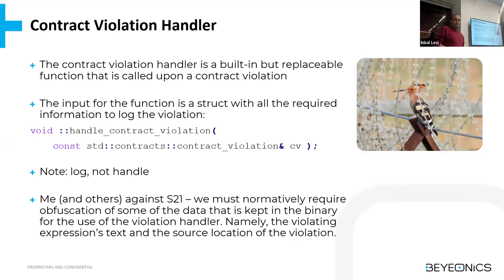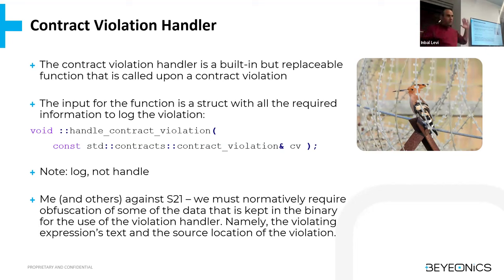Now, if you violate the contract, even the precondition, postcondition, or contract assert, something must happen. So what is happening? The handle contract violation function is going to be called by the language, by the compiler. The compiler will construct something called a contract violation object, a standard contract violation object, with all the data that you need to log, to write, to count, to do whatever you want with the contract violation.